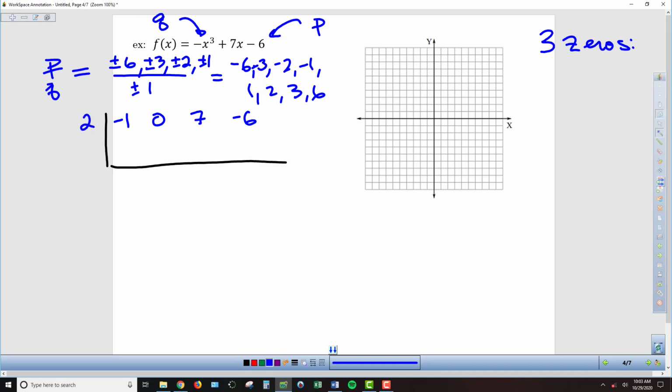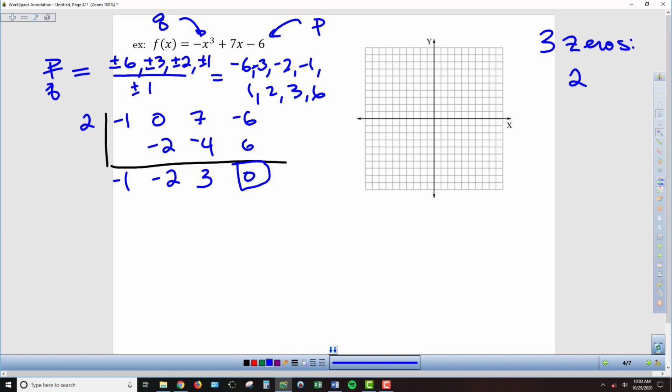If we start to work our way through this, I bring down the -1, we multiply to get -2, 0 and -2 is -2, 2 times -2 is -4, I get 3 when I add, 2 times 3 is 6, and I have won the lottery again, I get 0 as a remainder. So 2 is a zero, and I can go ahead and put that on my list here.